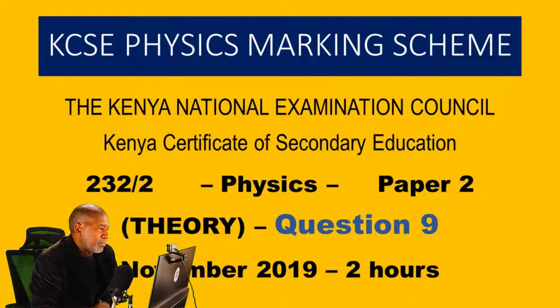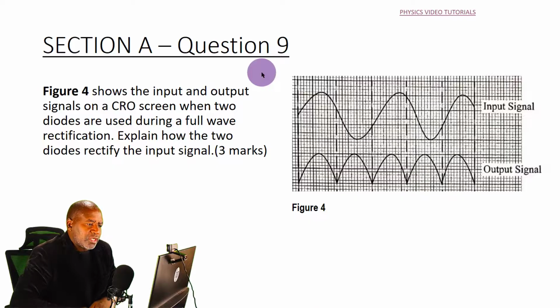So in question number 9, this is about rectification. We are told that figure 4 shows the input and output signal on a CRO screen when two diodes are used during a full wave rectification. Explain how the two diodes rectify the input signal.